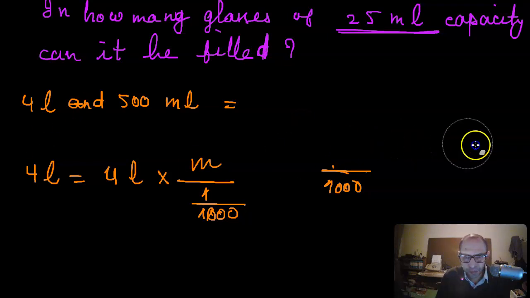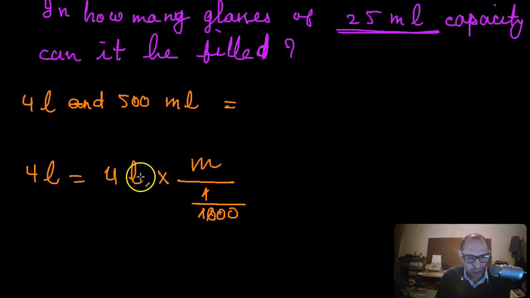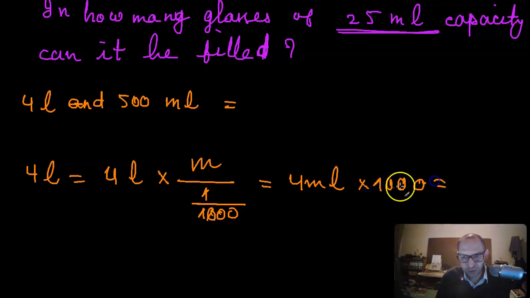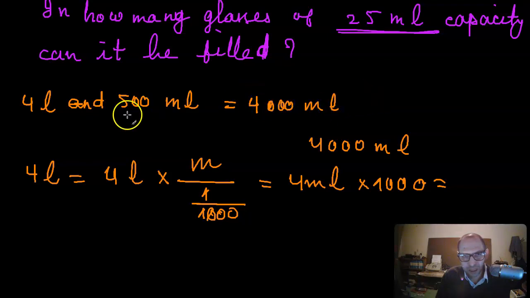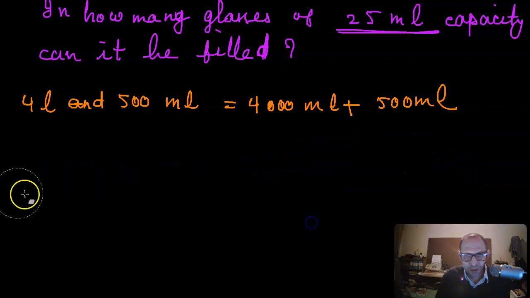Okay. So the milli and liters you can put together, that becomes milliliters, and 1 over 1 over 1,000 is just 1,000. So that's 4 times 1,000, which is 4,000 milliliters. So 4 liters, I can write as 4,000 milliliters, plus, meaning addition, 500 milliliters, right? And then you can write this as 4,000 plus 500 is 4,500 milliliters.